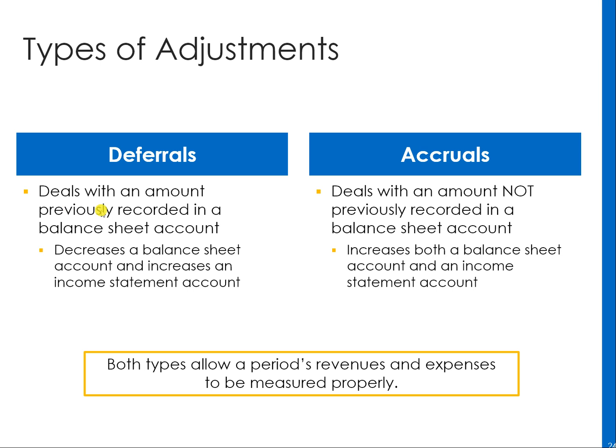So for deferrals, we're going to deal with amounts previously recorded on the balance sheet. For example, we mentioned prepaid rent, right? In the previous period, we paid cash for future rents. That's prepaid rent. Now it's time to review whether we have enjoyed one month's rent. If we have consumed one month's rent, now it's time to recognize one month's rent expense. We call this deferral. And then accruals. Both deferrals and accruals will be reviewed and adjusted.